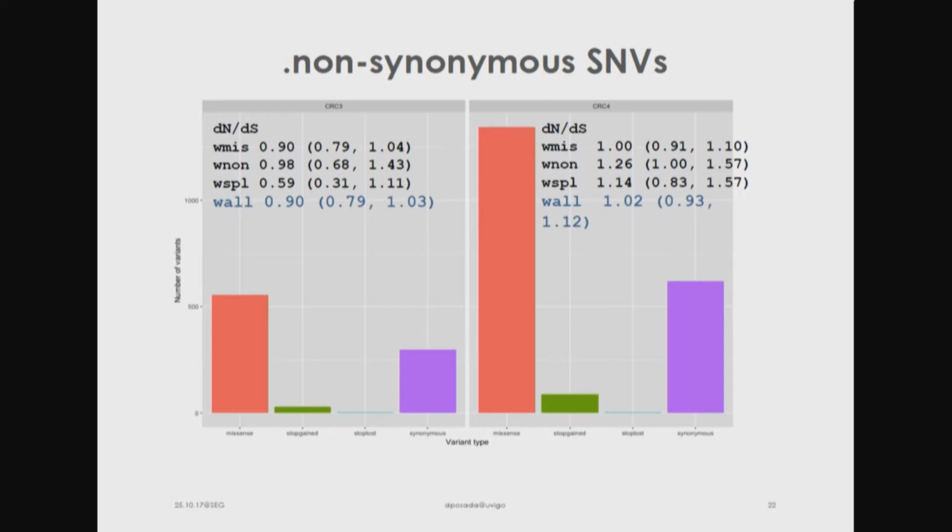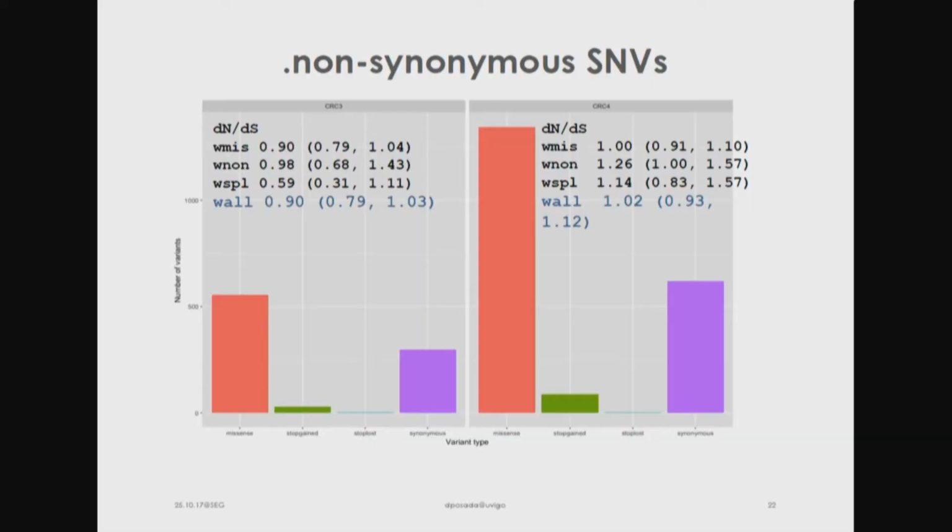There are some caveats about this, but I'm not going to talk about the interpretation of dN/dS in a population like cancer, but let's trust for now that that's the common interpretation. Above 1, we can see that this is missense mutations, nonsense, splicing mutations. In this patient, they are all well above 1. So there is a clear sign of positive selection, even for splicing sites, which is a little bit surprising to me, because I will explain a lot of negative selection at the splicing sites.